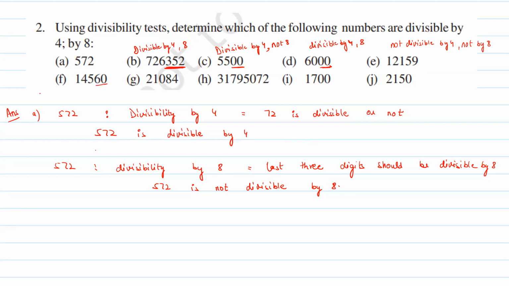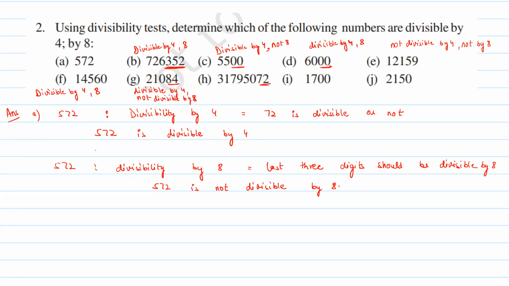If I say 60, yes, it is divisible by 4. And if I say 560, because at the end it is 560 for the 8 digits, and 560 is also divisible by 8. If I say 84, yes, it is divisible by 4. And is it divisible by 8? Last three digits are 084. So is 084 divisible by 8 or not? No, it is not. Sorry, not divisible by 8.